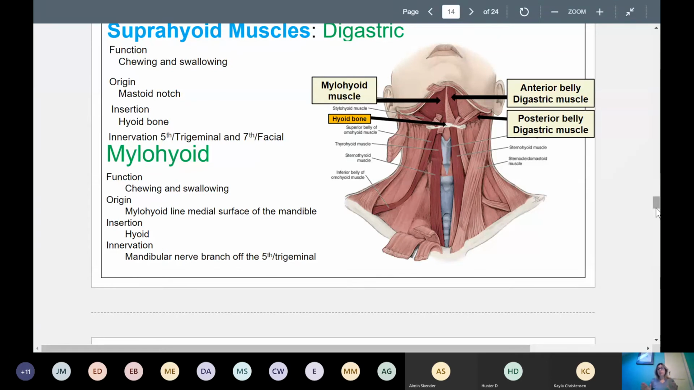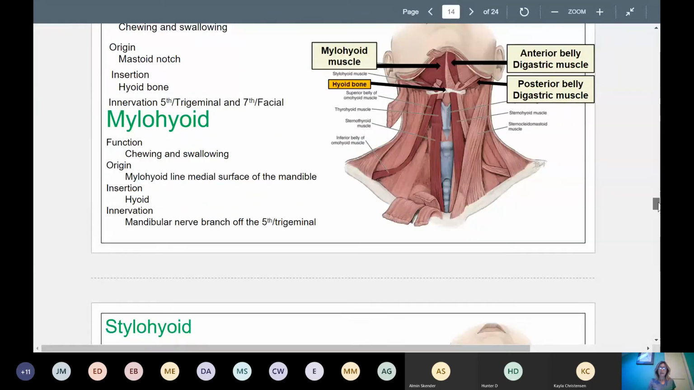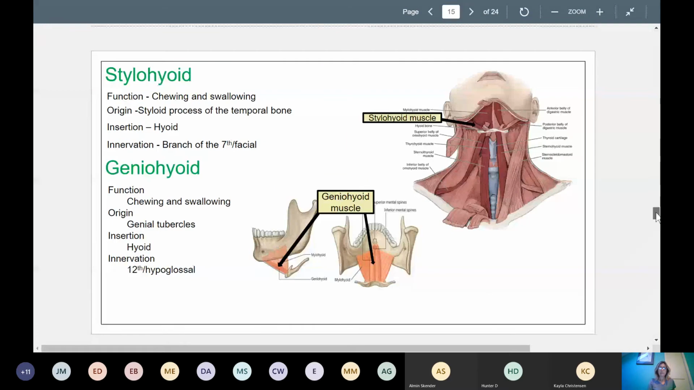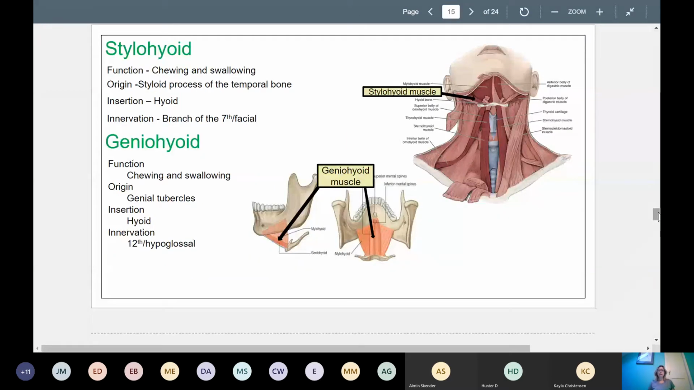Just know the 5th trigeminal nerve right now. Don't worry about the mandibular branch. The mylohyoid muscle and mylohyoid nerve are kind of important when you're giving anesthetic, but we won't worry about that right now. The stylohyoid. Now you're going to notice they're all going to start to sound the same.